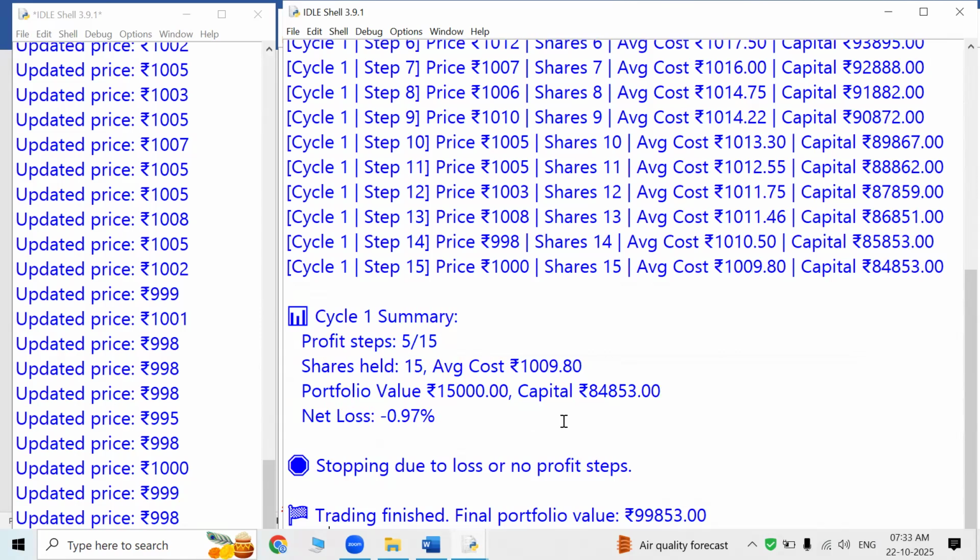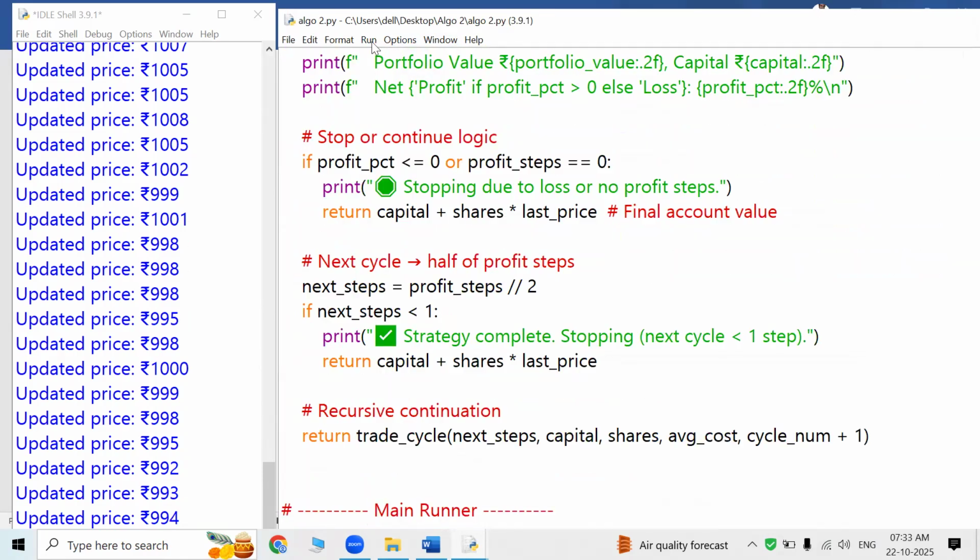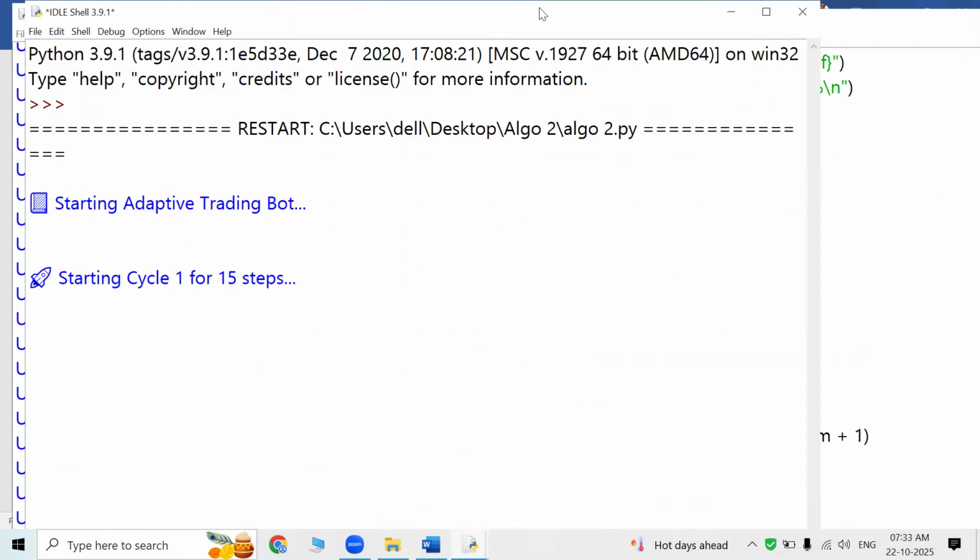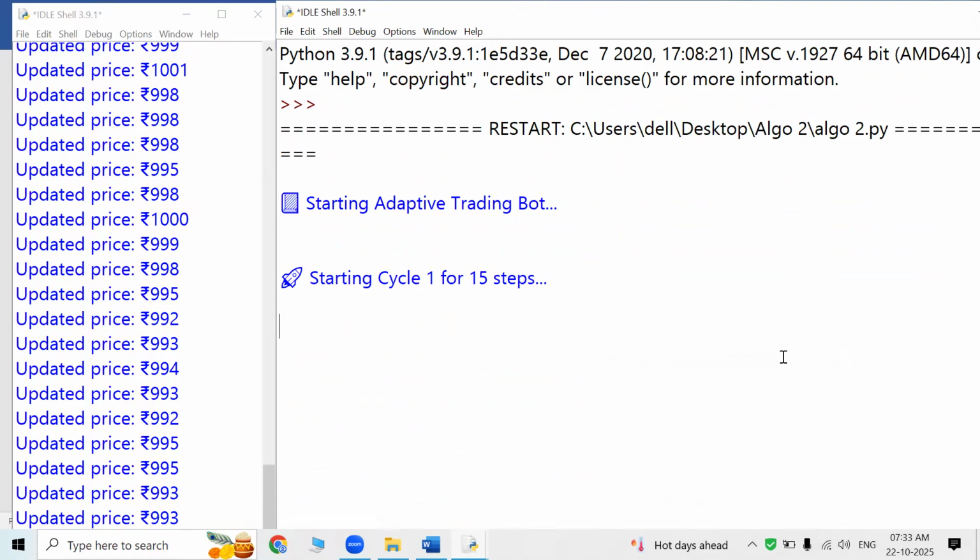We will run it again as the market was falling down. Let me run it one more time. The market is still falling, so we can decide whether to run or not. But let's run one more time and try to understand this. We are again going to take 15 steps.